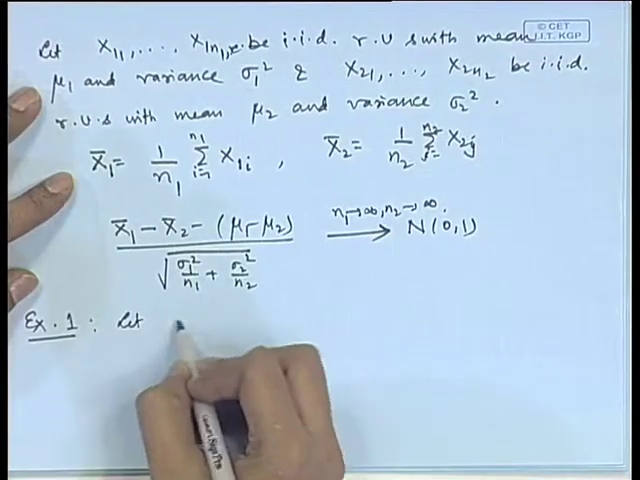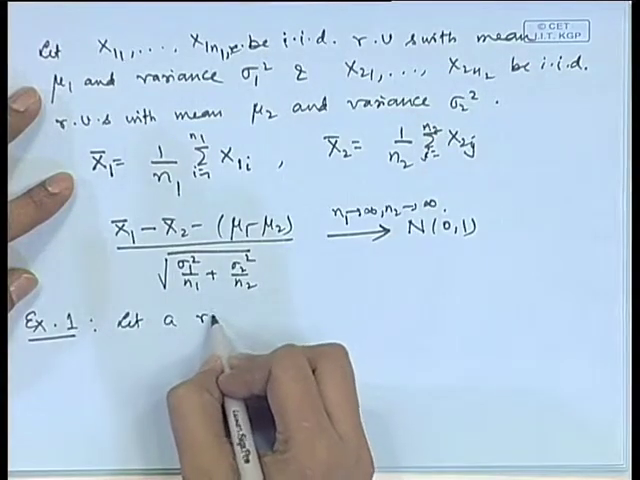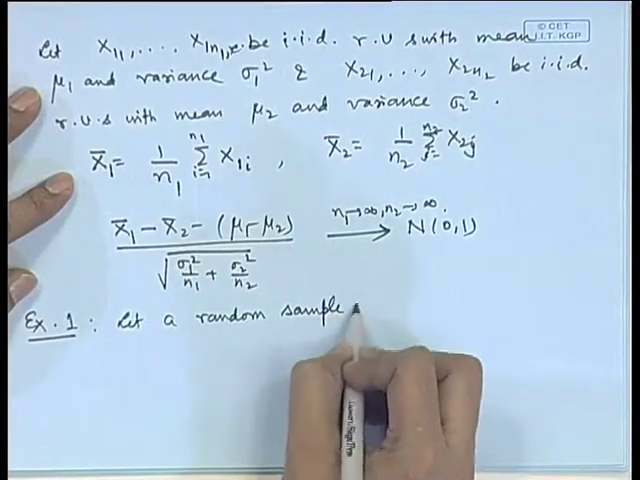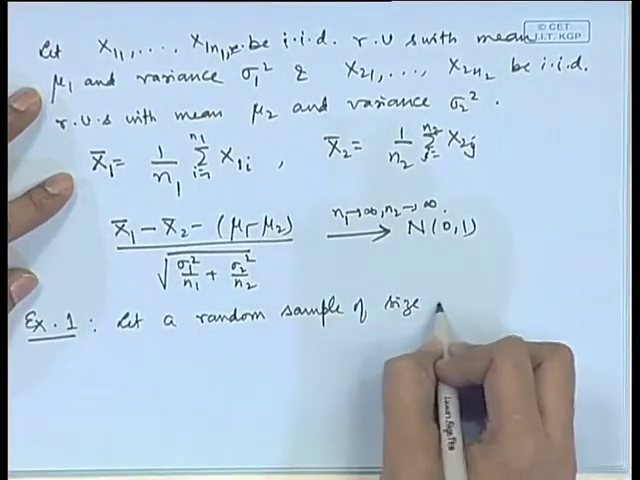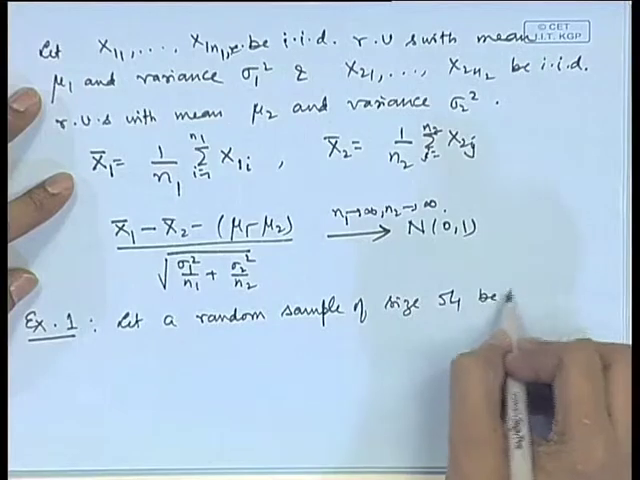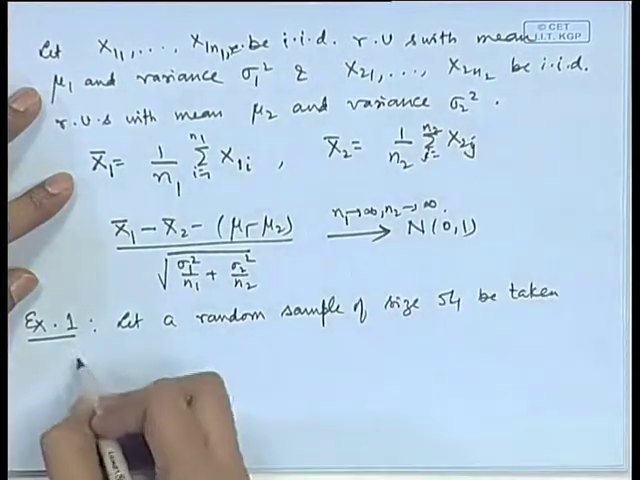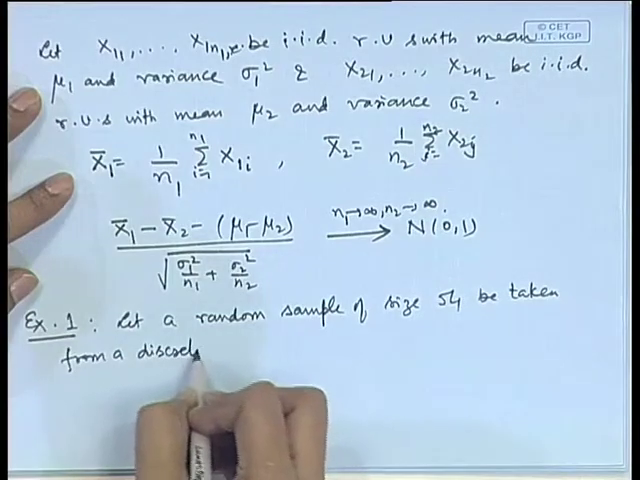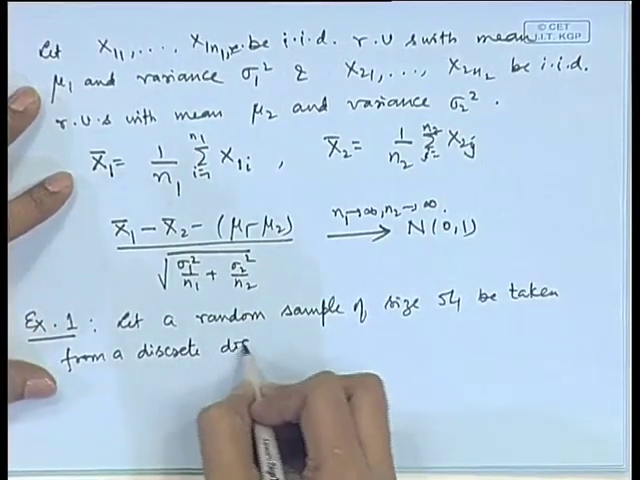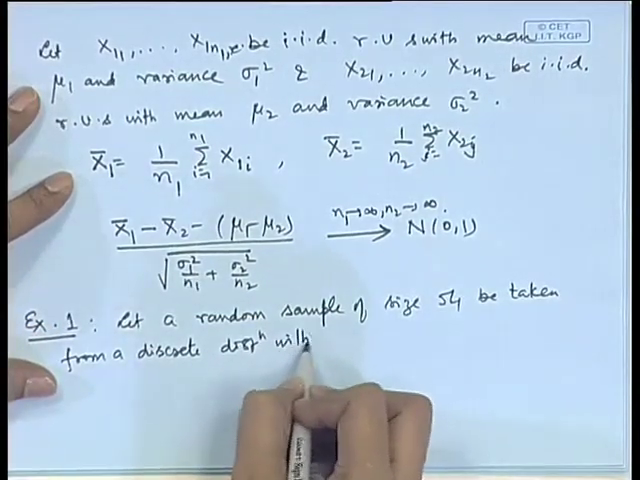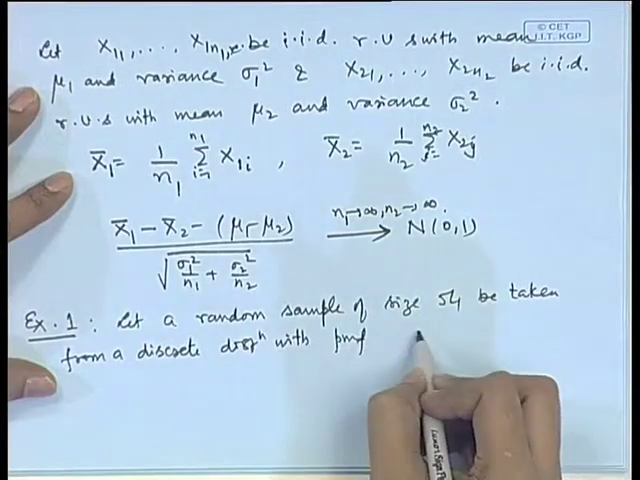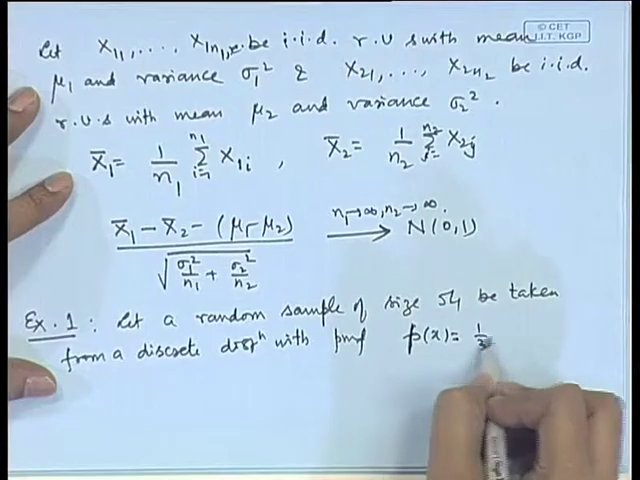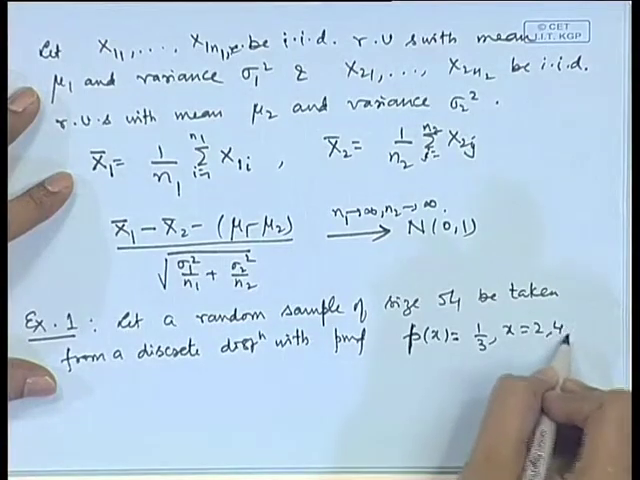Let a random sample of size, say, 54 be taken from a discrete distribution with probability mass function, say, p(x) is equal to 1/3 for x equal to 2, 4, 6.